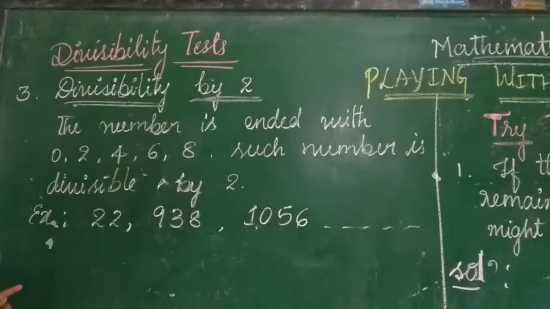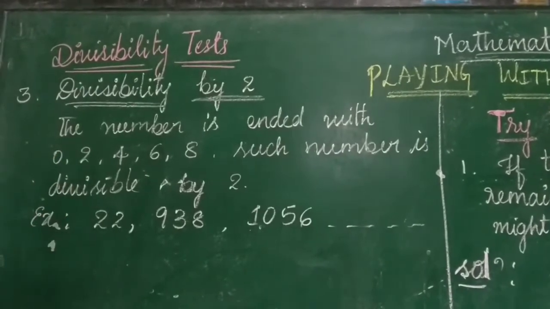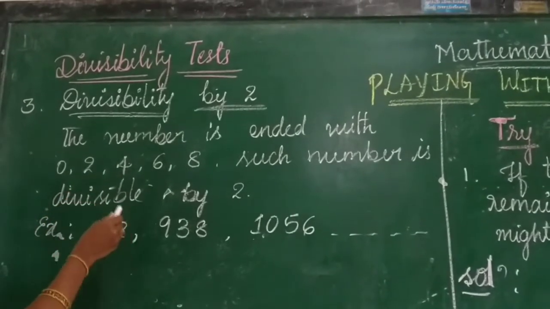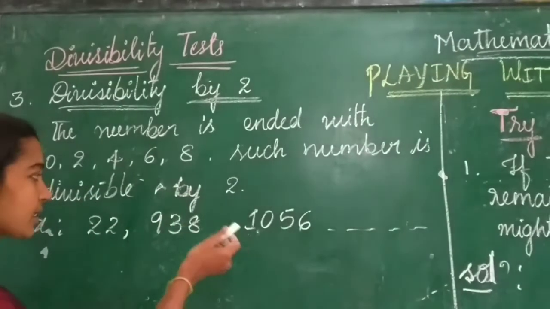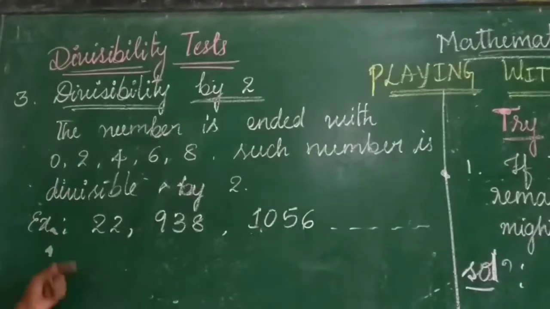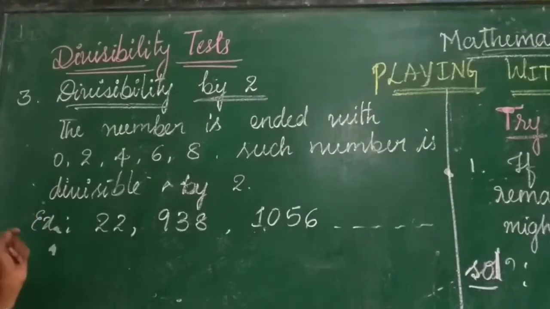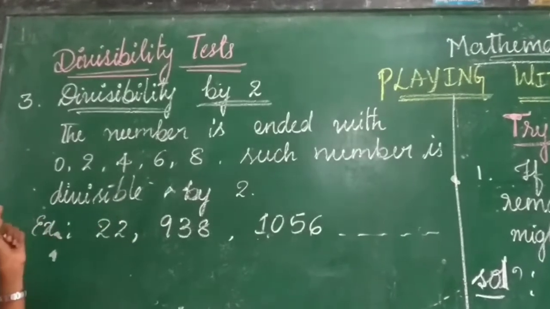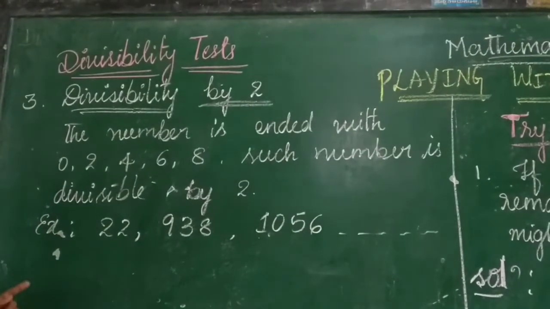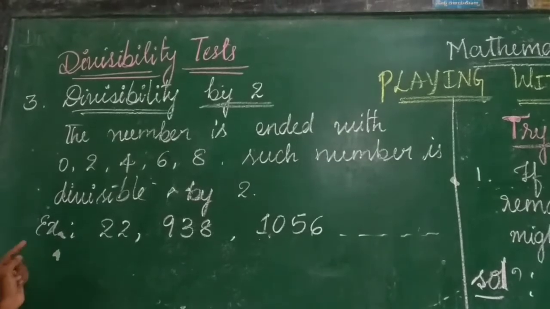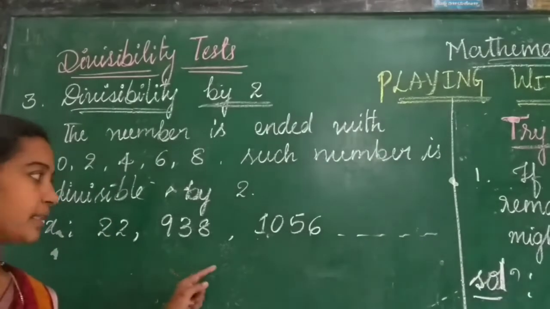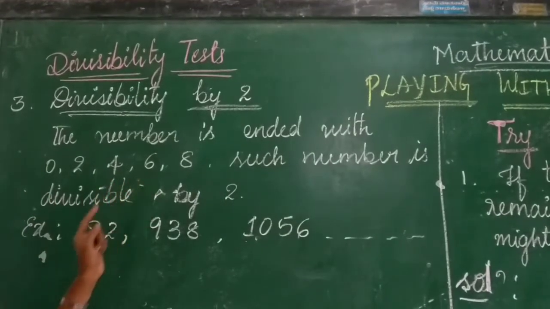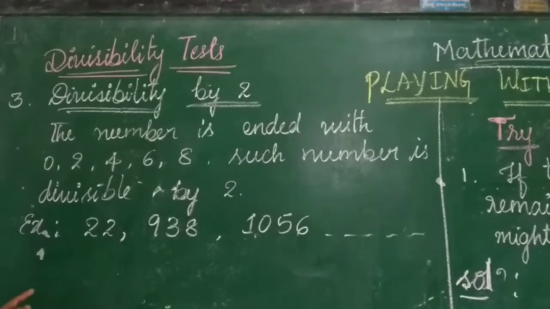Dear students, now come to divisibility by 2. If a number ends with 0, 2, 4, 6 or 8, such a number is completely divisible by 2. This rule states that if the number ends with any one of these digits, the number is completely divisible by 2. See, for example, 22, 938 and so on. If the number ends with any one of these, those are completely divisible by 2.